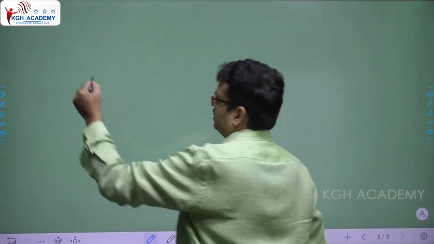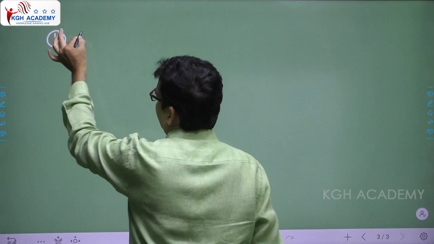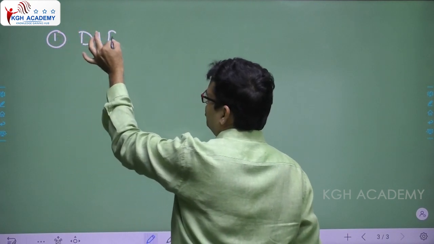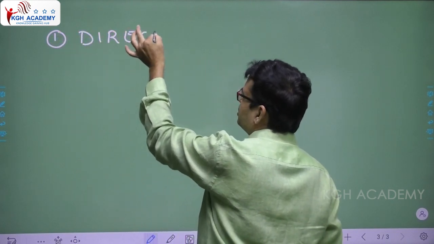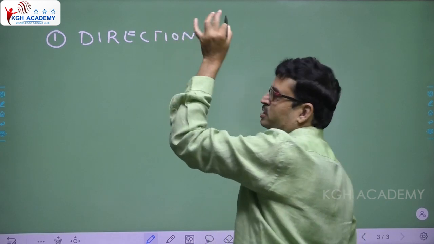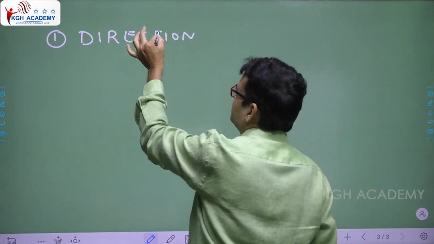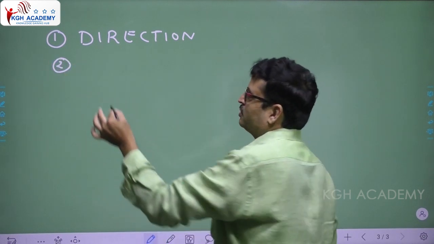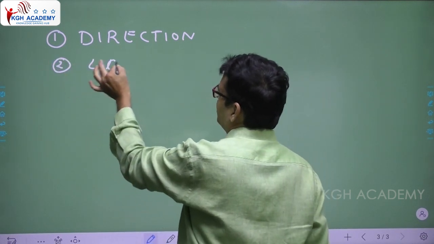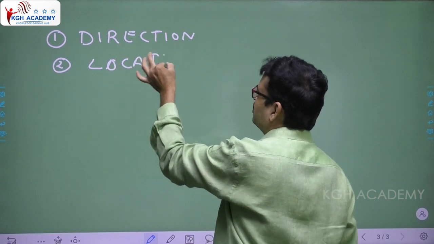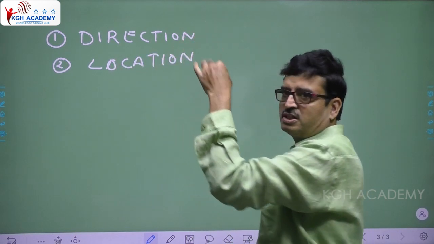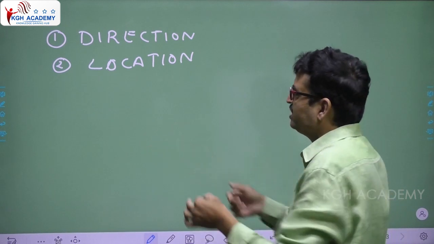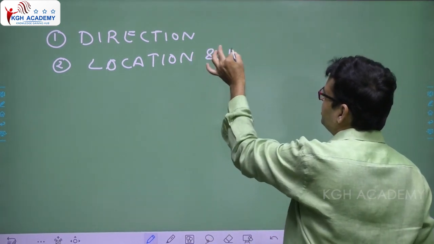Now, what are all the models that are there? So please note, the first one is the finding the direction model. That means finally which direction he is facing. That is a basic question. Next, the second one, finding the location. Where is he located? And what is the distance? Distance between the starting point and the final point. So location and distance.